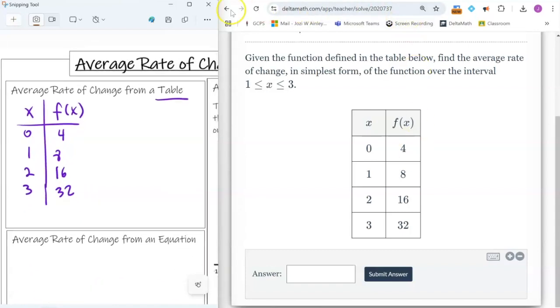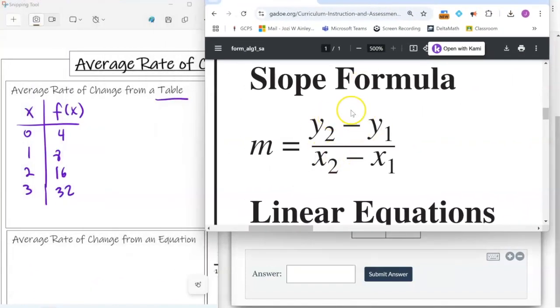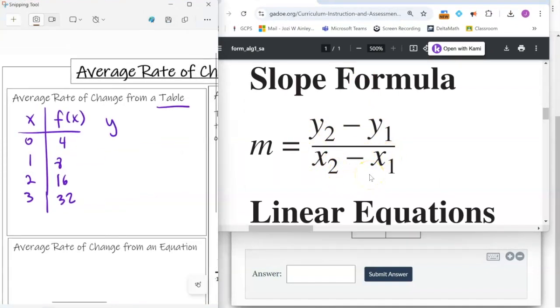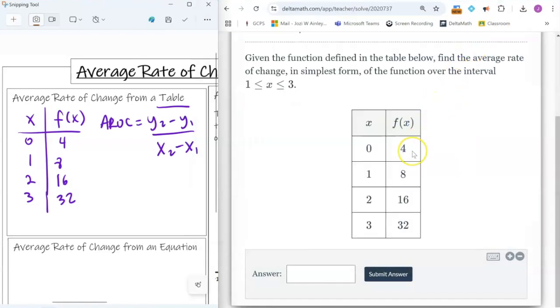So again, my slope is the change in the y divided by the change in the x. So we're going to write the formula as well. We're going to say AROC equals y2 minus y1 over x2 minus x1. All right, so now we have our formula. All we're going to do now is put things inside our formula. So AROC equals y2, we're going to leave it blank, minus y1, we're going to leave that blank, all over x2, we're going to leave that blank, minus x1, we're going to leave that blank because it's a number.